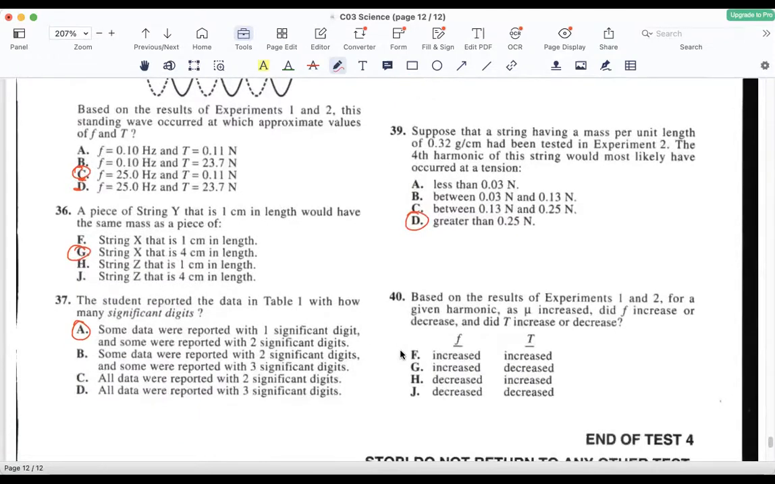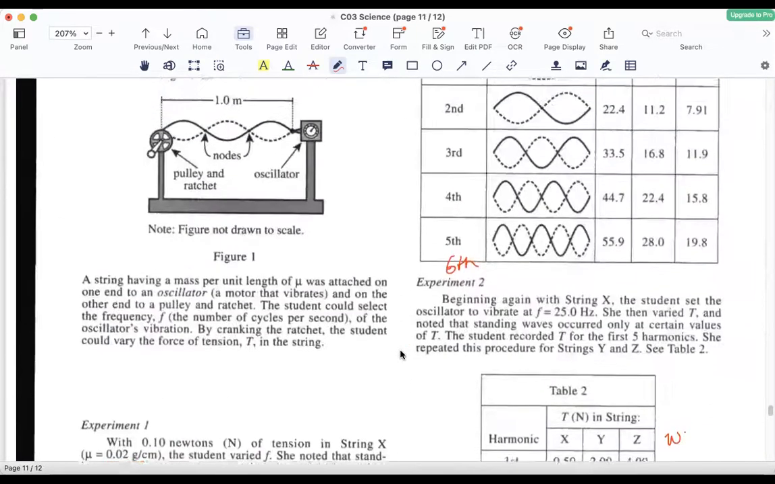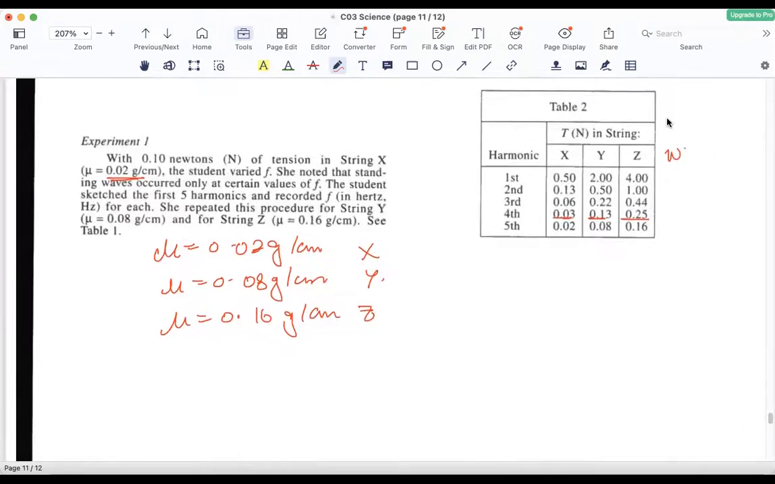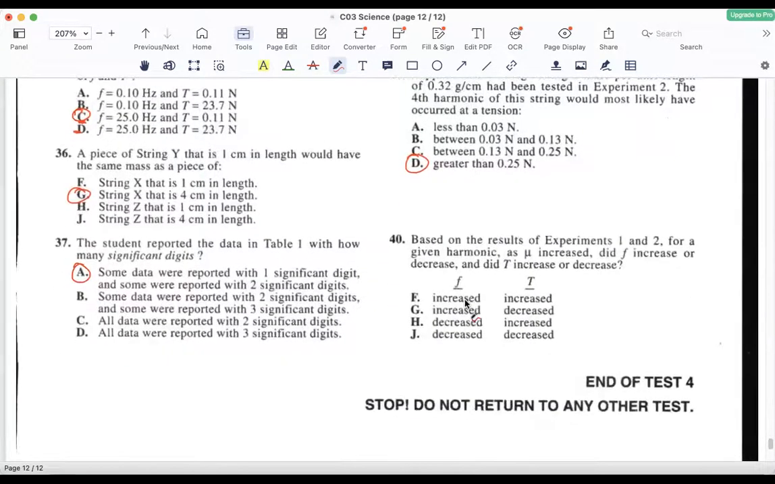Based on the results of experiments 1 and 2, for a given harmonic, as mu increased, did F increase or decrease? Okay. So as mu increases like this for a given harmonic, F decreases, but T increases. F decreases and T increases.